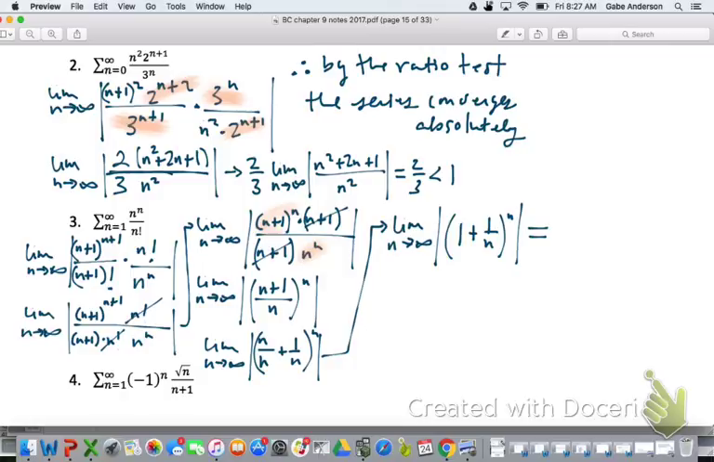A, B, C, D, E? Good guess. Yeah, this is actually the definition of e. Oh, I knew that. But you know, like the e on your calculator, right? The natural log base. So this is the definition of e to the first.